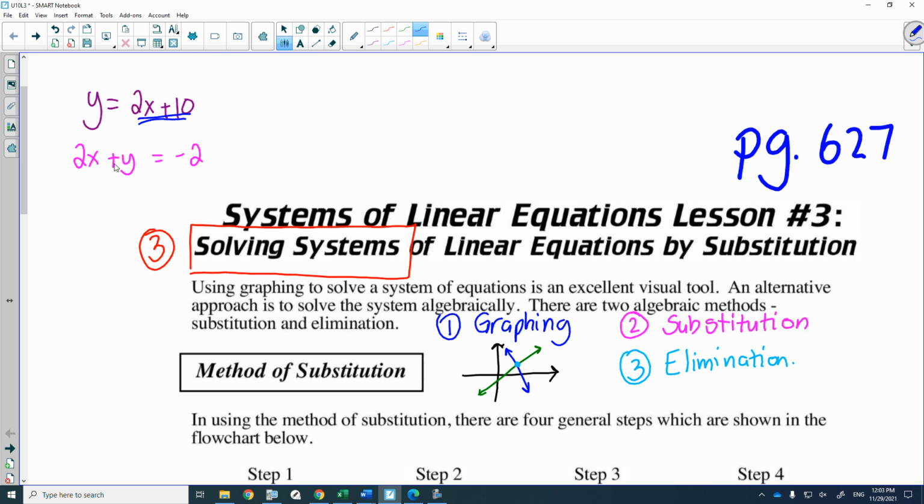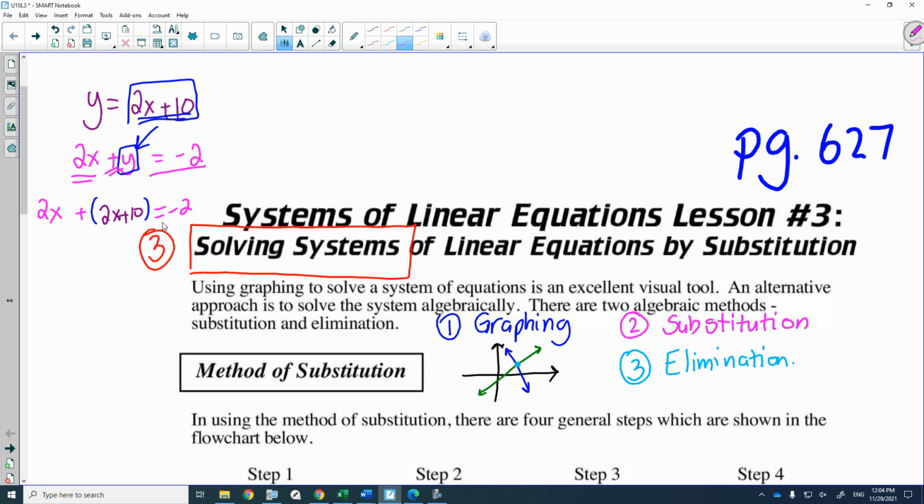If I look at my second system, I have a y here. So what I'm going to do is I'm going to box in this y. This is what y is equal to. Or sorry, there's y. So you take this 2x plus 10 and you substitute it into the second system. So what would happen if you do that is you would have 2x, then you'd have plus, you would take out your y and put in what y is. So y is 2x plus 10. And then you'd say that is equal to negative 2.